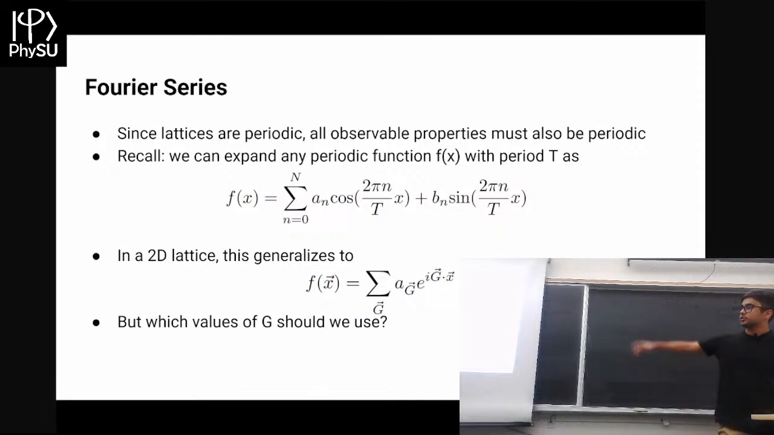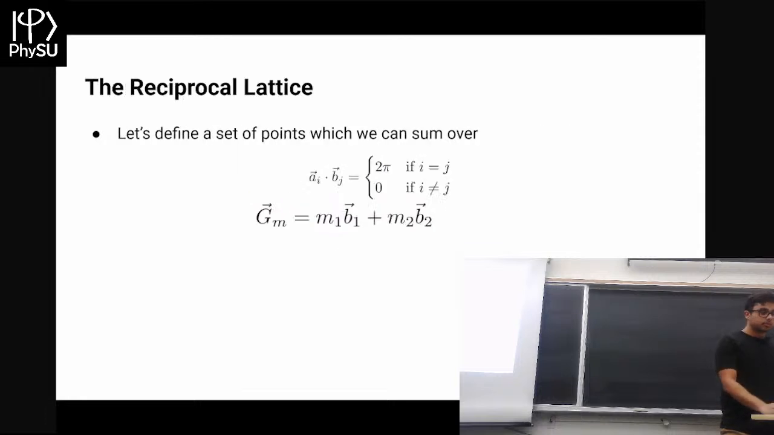These two are equivalent. You know from Euler's theorem that we can write these sines and cosines in terms of exponentials, and that's what we get. But now the question is, which values of G should we use? To do that, we define what's called the reciprocal lattice. Similar to how, given a periodicity, we can define a bunch of frequencies that we sum over, here, given a bunch of lattice vectors that span the entire lattice, we can define some more vectors. Here we have b1 and b2, and they're defined by the property that the dot product with the actual lattice vectors is 2 pi or 0.